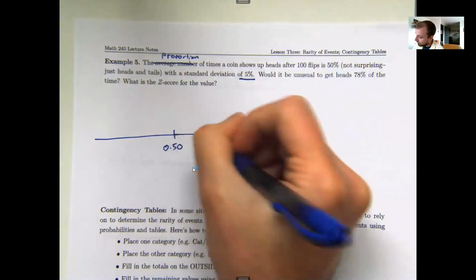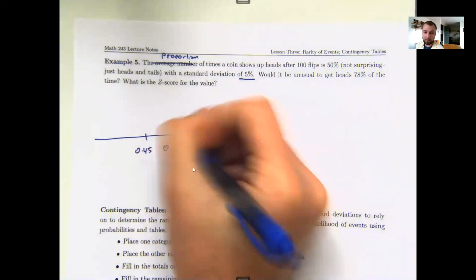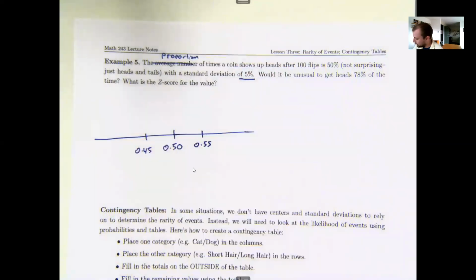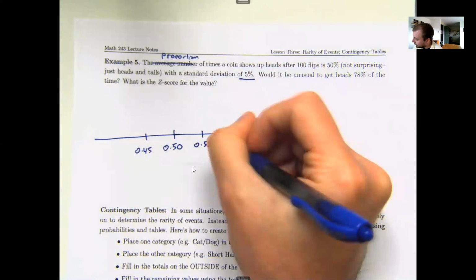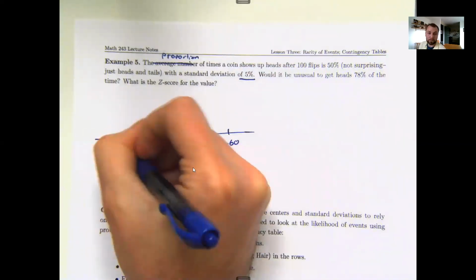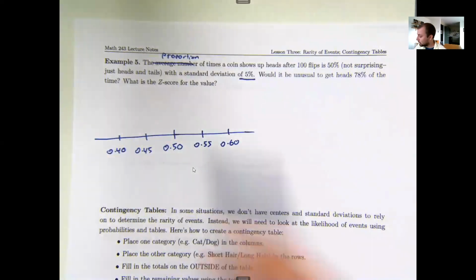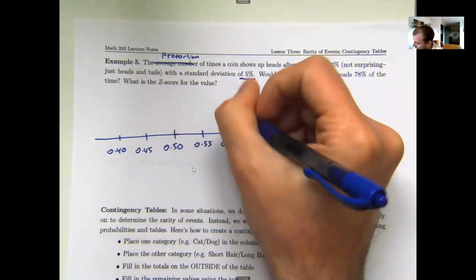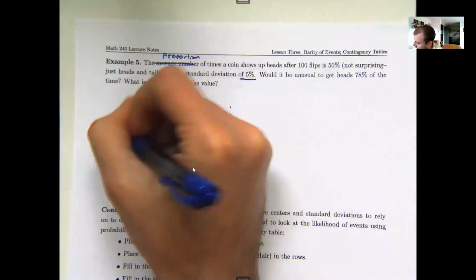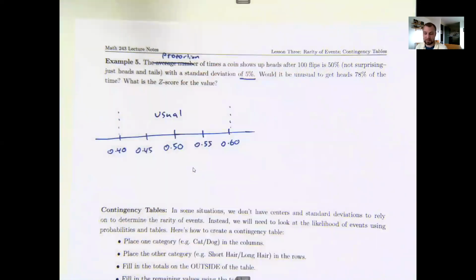So I'm going to count by 5% on my graph here. 1 tick mark above and below, counting by 5%. 2 tick marks above and below, anywhere from 40 to 60%. Would it be unusual to get heads 78% of the time? Yeah, by a lot, right? So within 2 standard deviations, my usual number of times that I should get heads is anywhere from 40% of the time to 60% of the time.